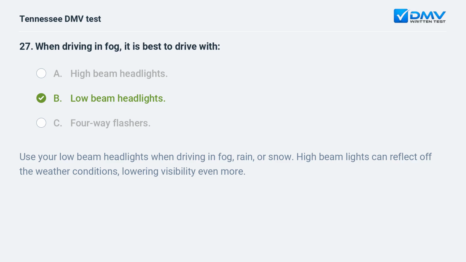Use your low beam headlights when driving in fog, rain, or snow. High beam lights can reflect off the weather conditions, lowering visibility even more.